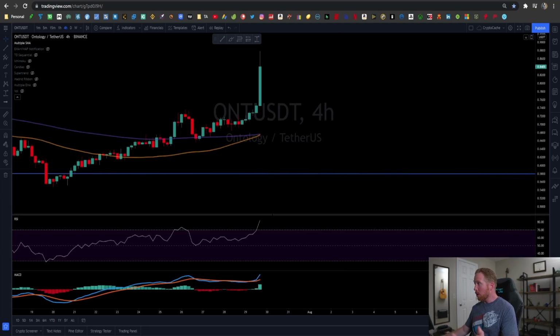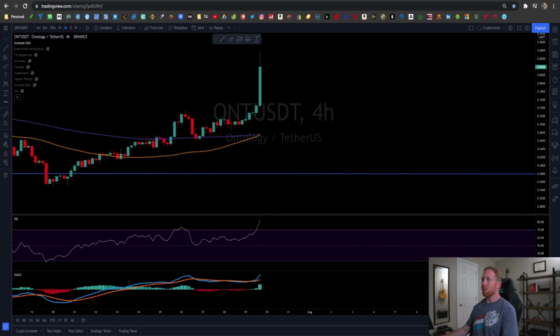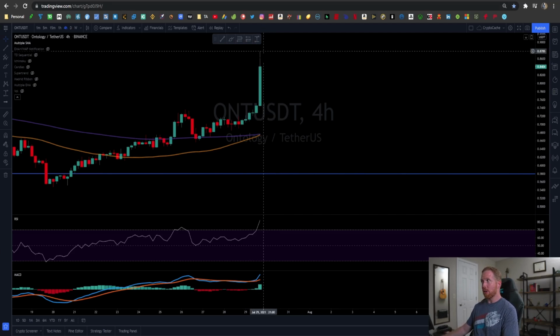Furthermore, we've also got what? RSI is up over 70. Fantastic. It's actually at about 84. So it's overextended. We're going to see a retracement, which it's already been started.